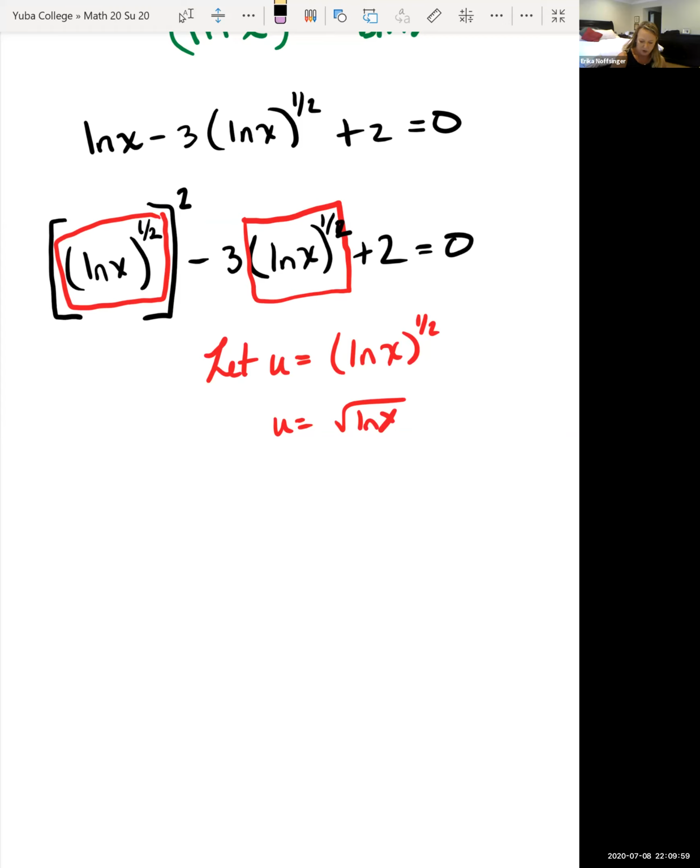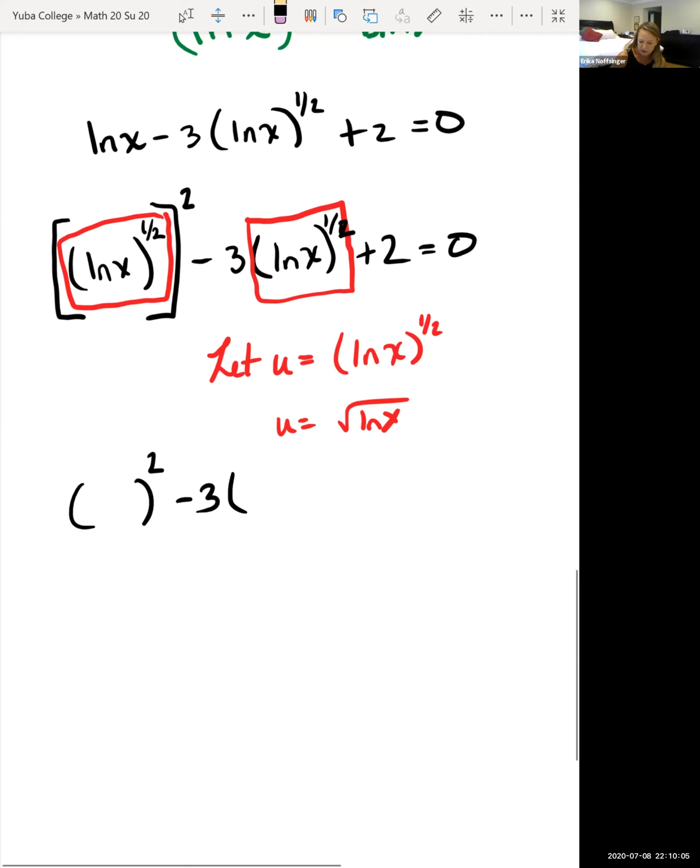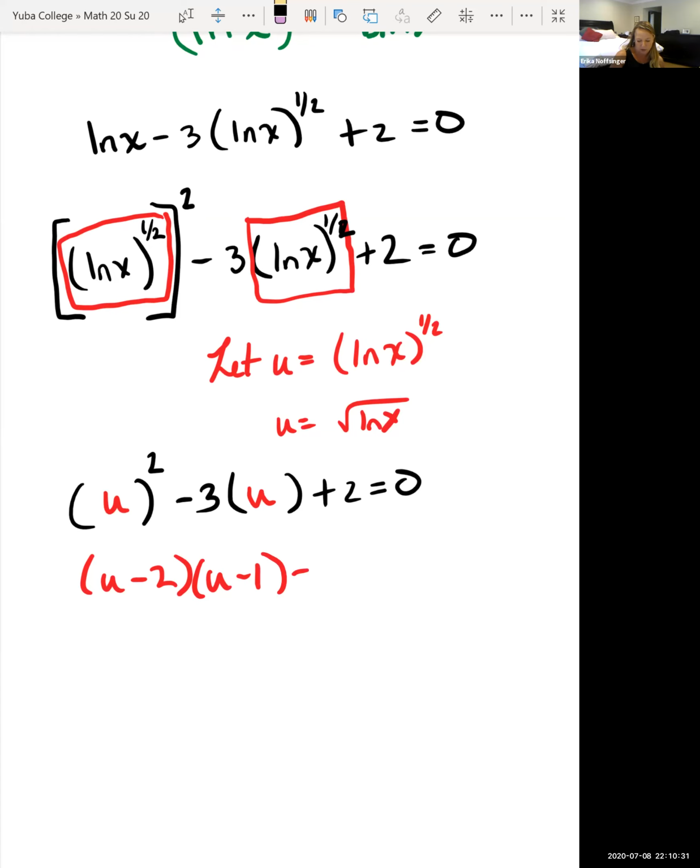So we have u squared minus 3 times u plus 2 is now equal to 0. Looking at this, it isn't too bad. It looks pretty easy to factor. We need two numbers that multiply to positive 2 and add to negative 3. That would be negative 2 and negative 1. So (u minus 2)(u minus 1) equals 0. Set each factor equal to 0. So we get u is 2 and u is equal to 1.